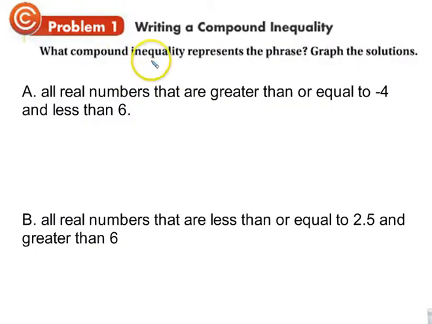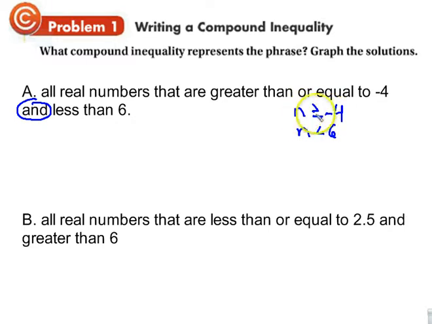Okay, so write a compound inequality. What compound inequality represents the phrase, and then graph it. All real numbers that are greater than or equal to -4 and less than 6. So let's call this n. Greater than or equal to -4. This one is less than 6. So n is less than 6.